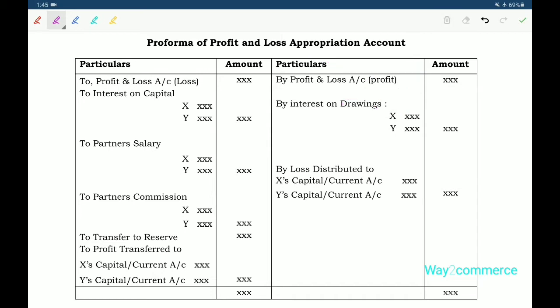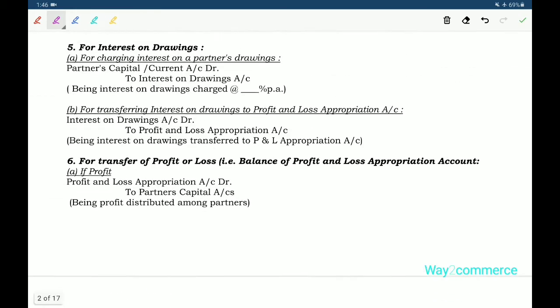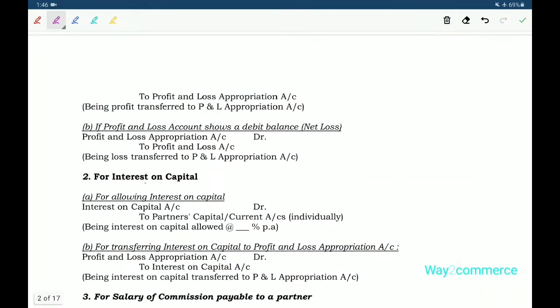After all these posting entries, we have to balance. In case of profit arises, that means excess credit over debit side, this profit is transferred to X capital account and Y capital account. That means partners capital accounts. In case of loss arises, this loss is distributed to same X capital account, Y capital account. That means partners capital accounts. So this is the profit and loss appropriation account. So it is simple. Now we go to the entries, we can easily understand.